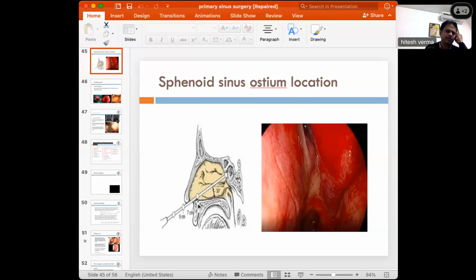And this is another method, where an anterior nasal probe is passed from the anterior nasal spine at a 30 degree angle. Then at 7 centimeter distance, you can identify the sphenoid sinus ostium.